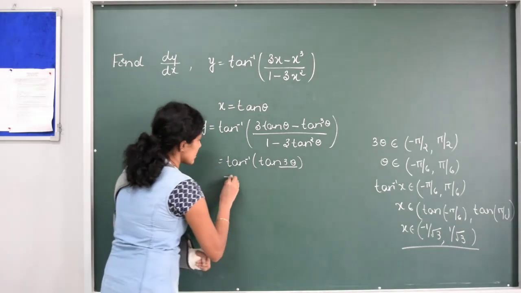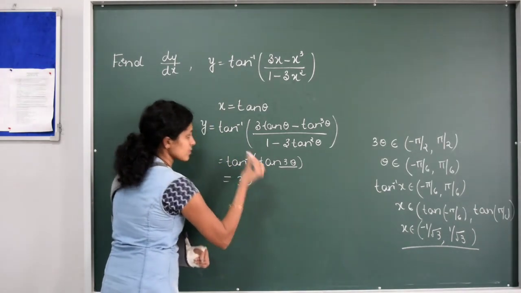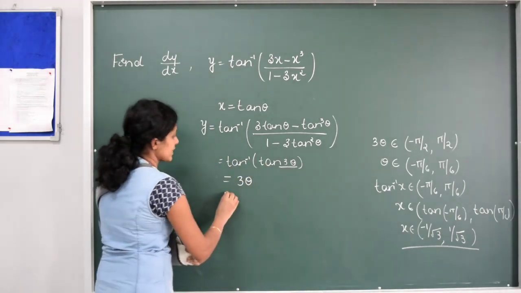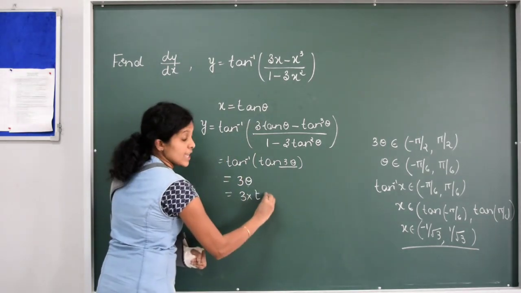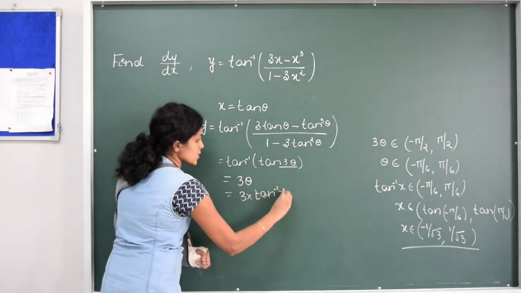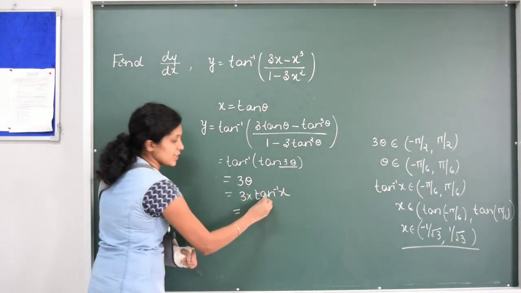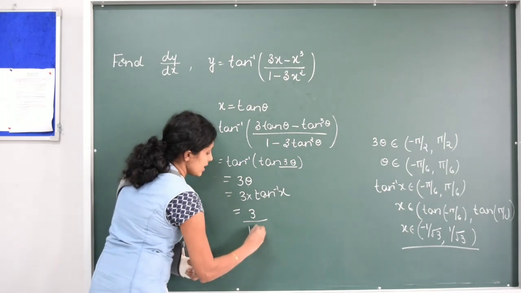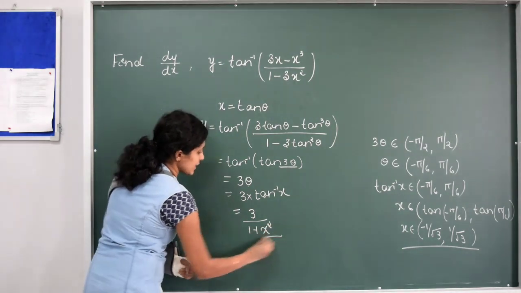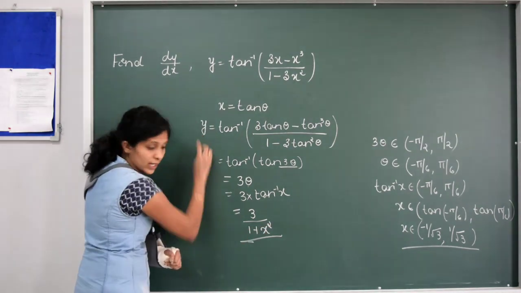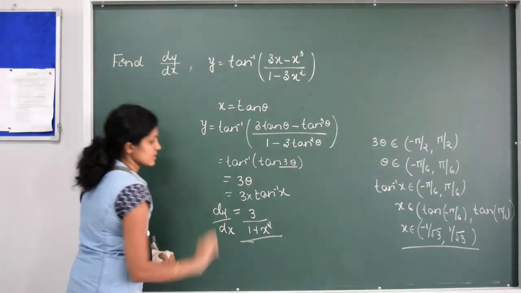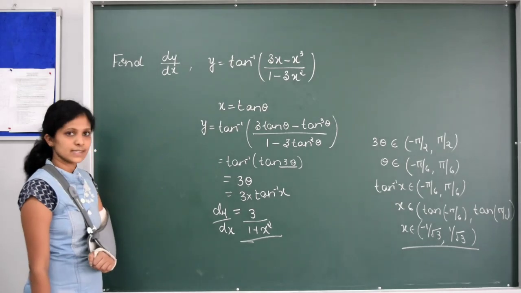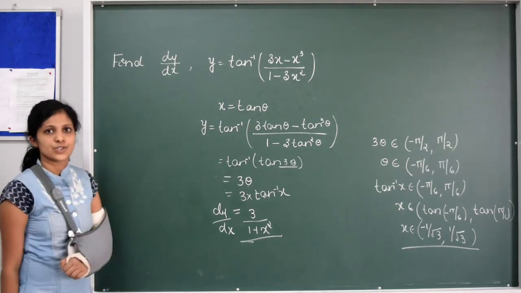Is it clear? Now y is equal to 3 into theta. Tan inverse and tan will be cancelled. So 3 into what is theta? It will be tan inverse x. So y is equal to 3 tan inverse x. What is the derivative of tan inverse x? 1 by 1 plus x square. So the derivative of y with respect to x, this is compulsory, dy by dx is equal to 3 by 1 plus x square. So this is the derivative of the given function.